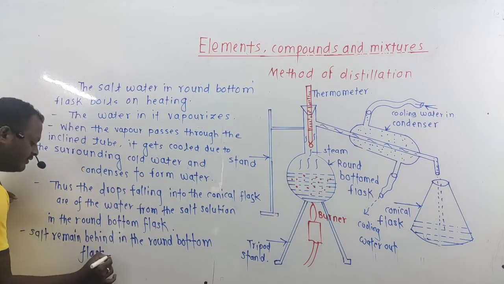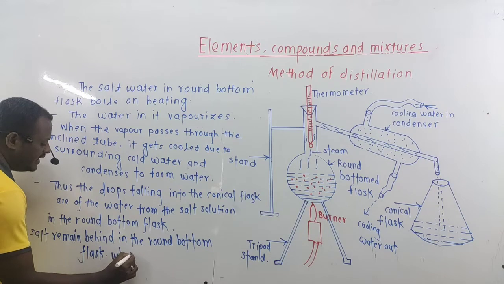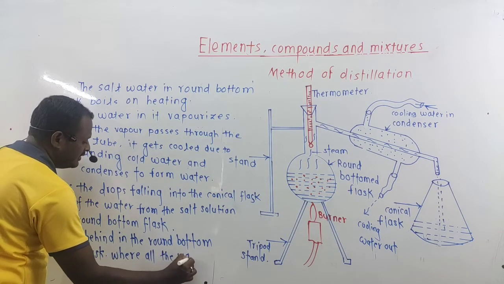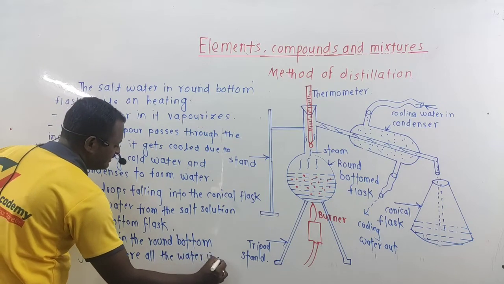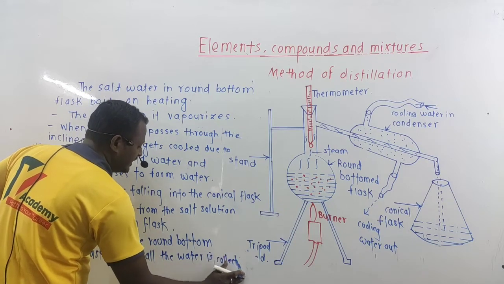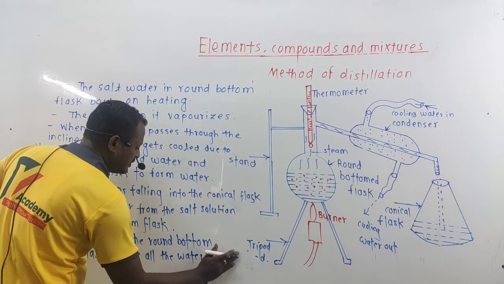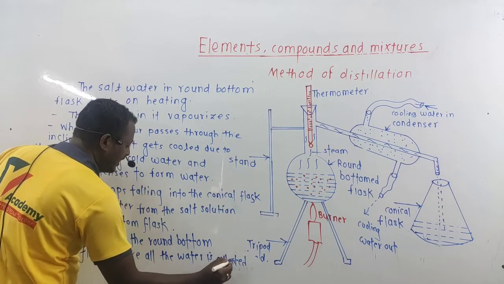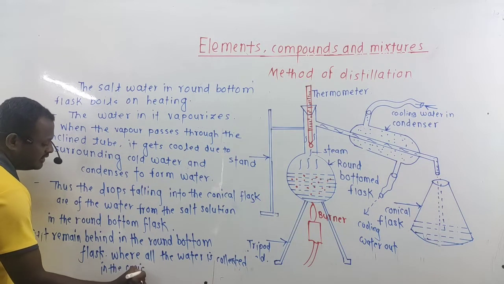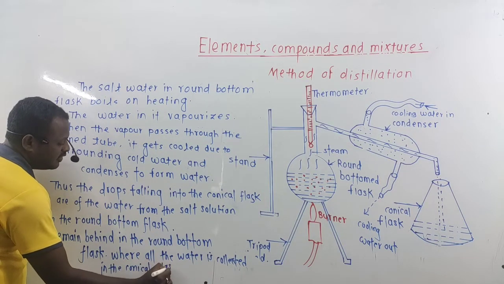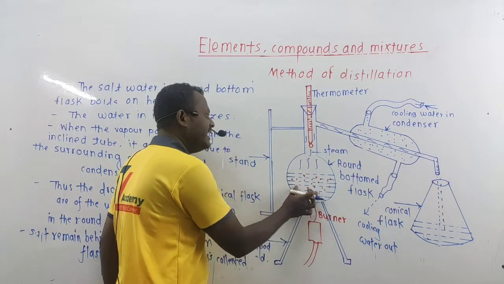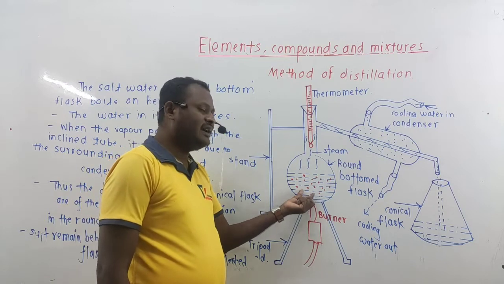When all the water is collected in the conical flask. तर या ठिकाणी जे सगळं वॉटर आहे ते काय होतं? वॉटर सेपरेट होतं आणि या ठिकाणी फक्त काय शिल्लक राहील? या ठिकाणी फक्त साल्ट शिल्लक राहील.